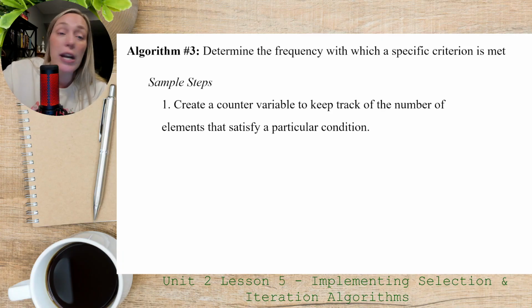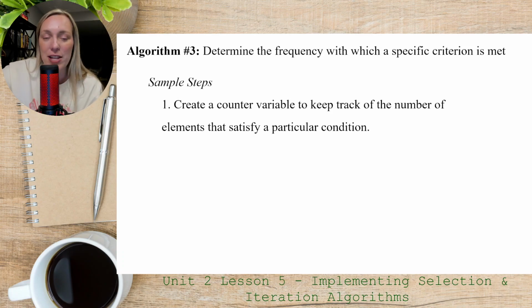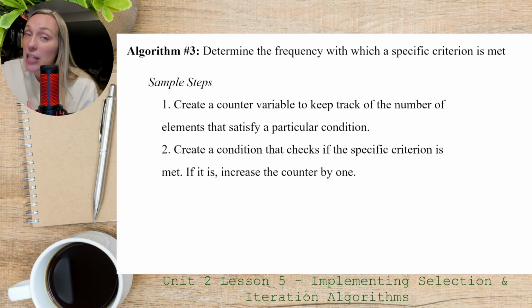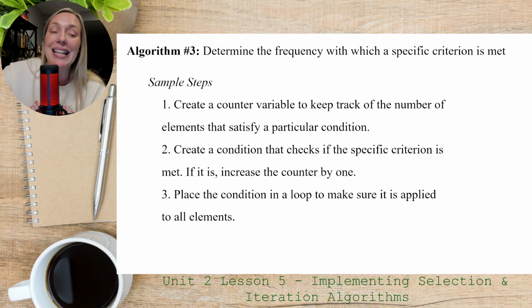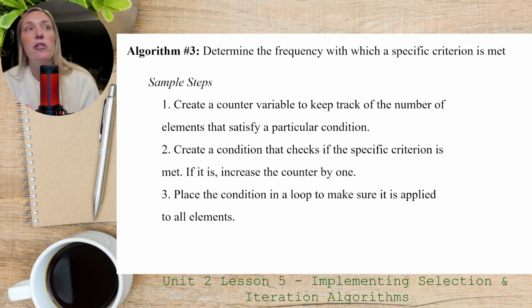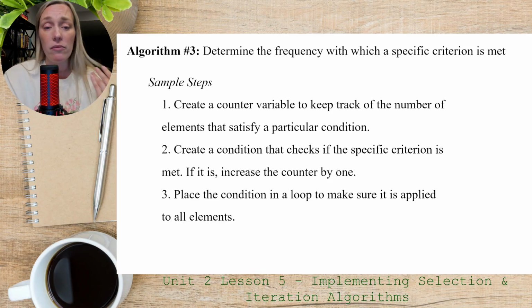We want to create a counter variable that keeps track of the number of elements that satisfy a particular condition, whatever that condition might be. We create a condition that checks if the specific criterion is met, and if it is, we increase the counter by 1, and we place that condition in a loop to make sure it is applied to all elements. Now that is quite a mouthful. This is an algorithm that happens quite a lot with data structures. We're going to apply this a lot to lists and arrays as well.